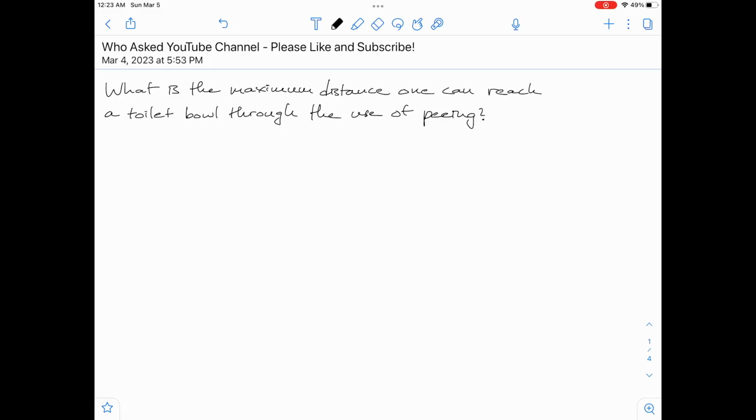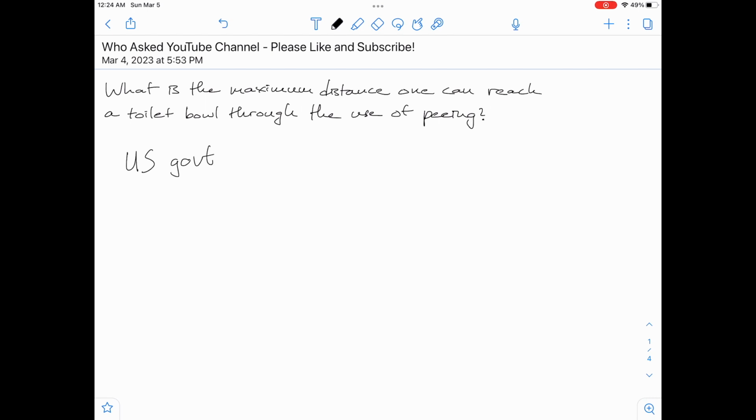Today, our question is, what is the maximum distance one can reach a toilet bowl through the use of peeing? So in order to determine this philosophically challenging question that has been debated for a millennia, we will first begin with a study conducted by the US government.